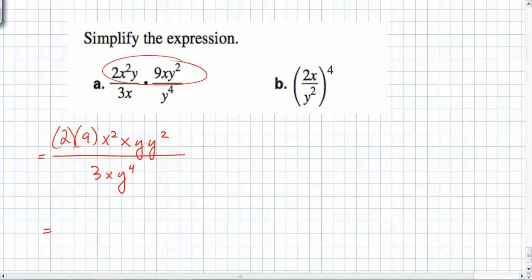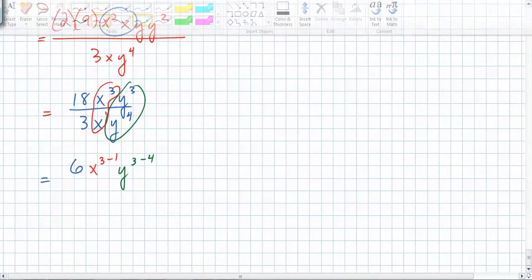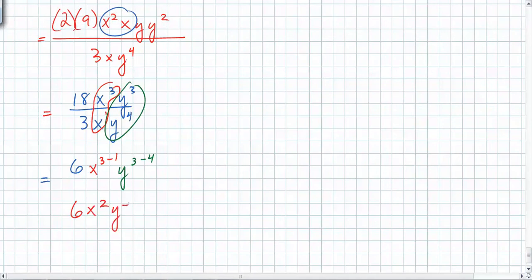Can we simplify anything on top? Well, the x's have the same base. 2 times 9 is 18, x cubed, and the y's also have the same base, y and y squared, so y cubed, all over 3x, y to the 4th. Well, 18 over 3 is just going to be equal to 6. And right here, you have x to the first on the bottom, so that's going to be x to the 3 minus 1. And then right here, you're going to have y to the 3rd minus 4. You have to subtract. So you end up with 6x squared y to the negative 1.